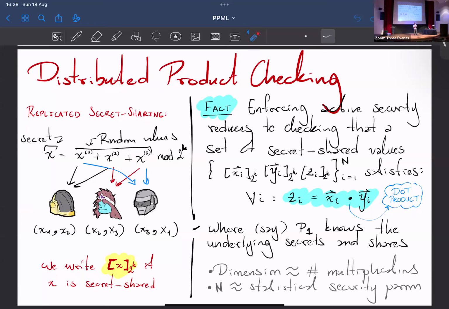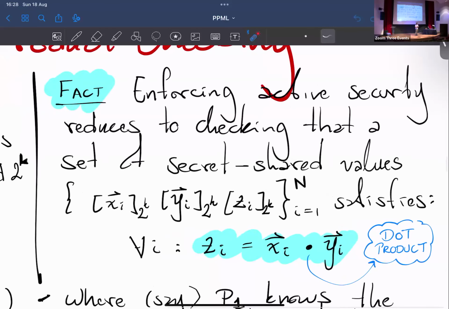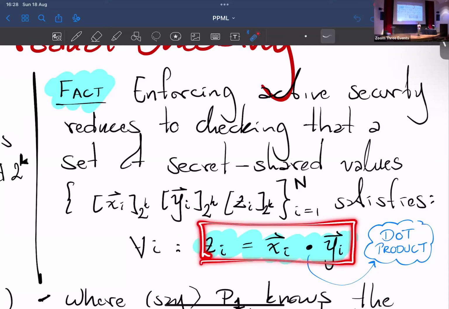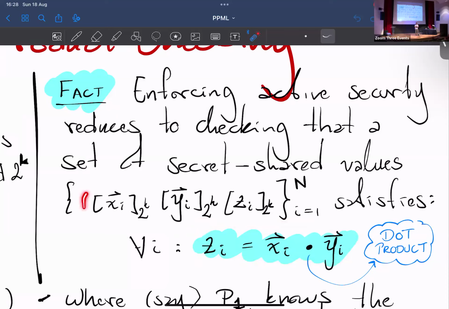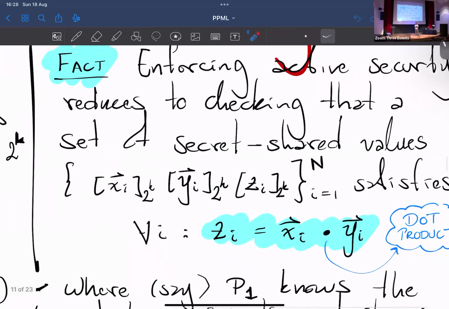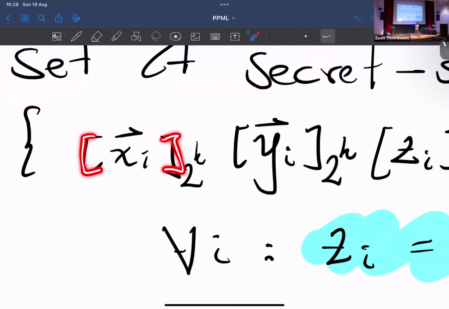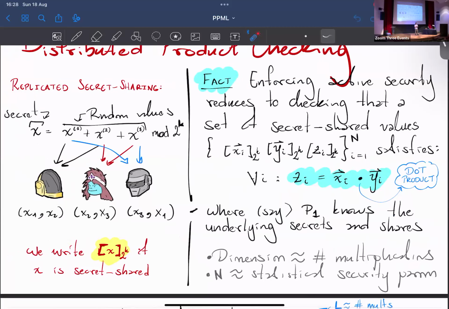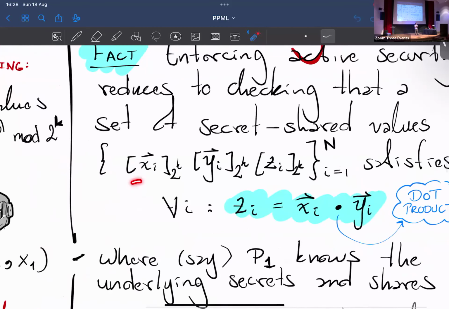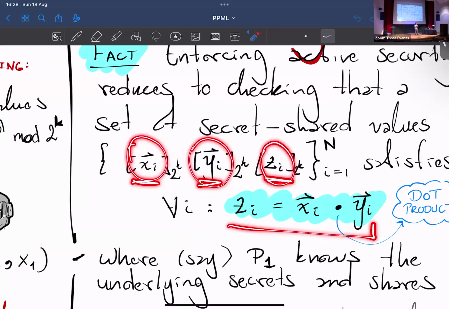All right, so first claim I want to make is enforcing active security in an MPC protocol reduces to checking a dot product. I'm not going to tell you why. Eventually, you have to check a dot product on secret shared data. I'm using this notation whenever you see bracket of something, that something is secret shared. And I'm writing the modulus here. All right? So it reduces to proving that 3 secret shared vectors, so this is a vector, this is a vector, this is a value, satisfy a dot product relation.